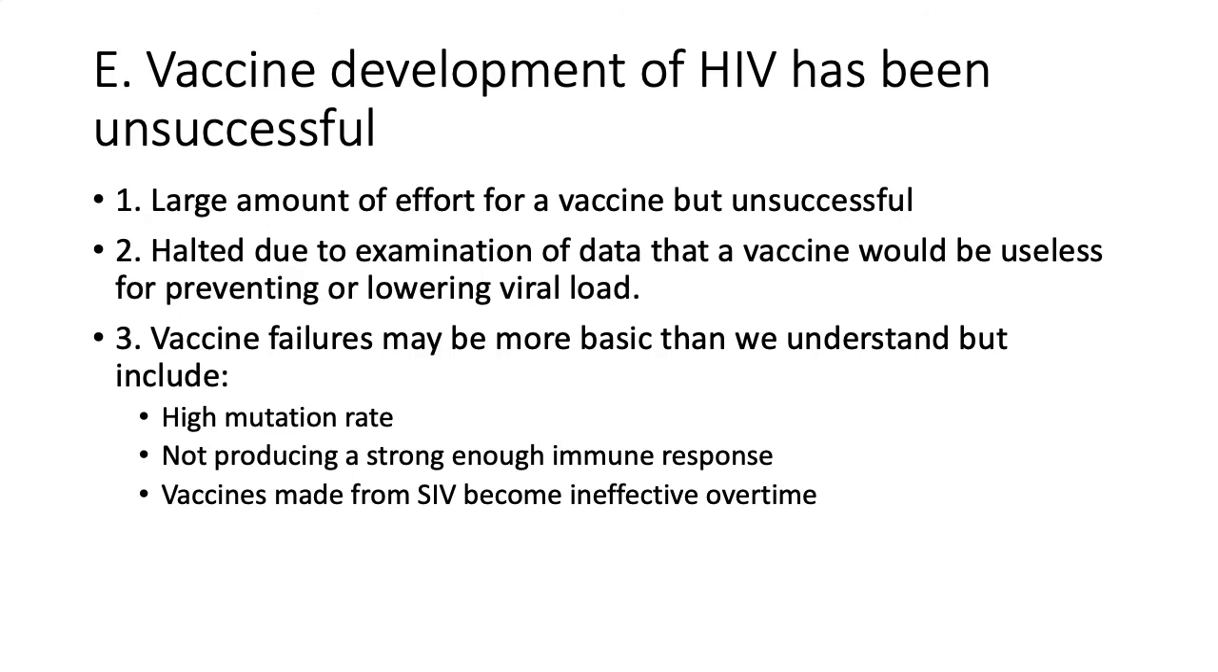So then they're like, well, let's go to the source. Let's go to the simian immunodeficiency virus and see if we can make a vaccine from it. And over time, they have been ineffective. They haven't been able to cure that as well. So those are the big three reasons. So kind of sad.